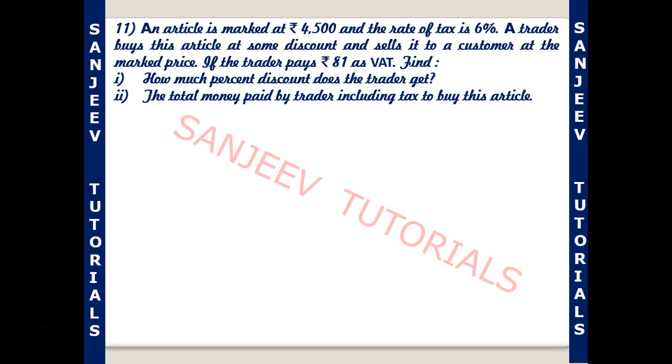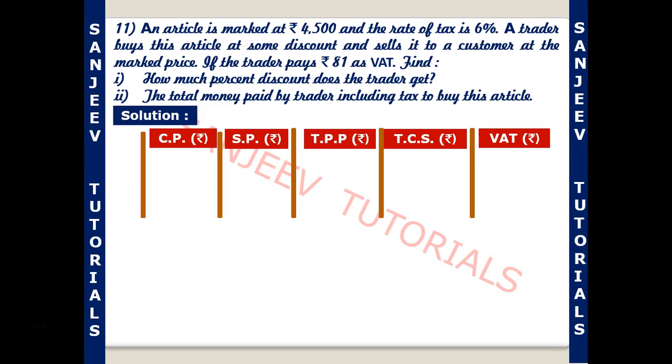Now in this sum, I know the selling price for the trader, that is the mark price 4,500. I know the VAT paid by the trader, that is rupees 81. I need to find out what will be the cost price for the trader. So let's prepare our table. I do not know the cost price for the trader, so I assume the cost price as rupees X. Please note, X does not contain tax in it, so X is the cost price for the trader without tax.